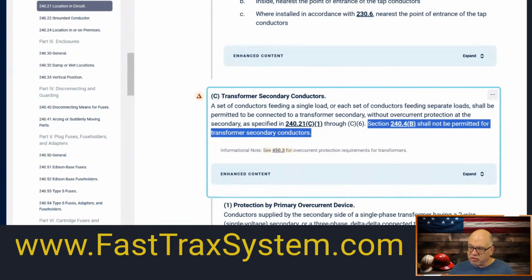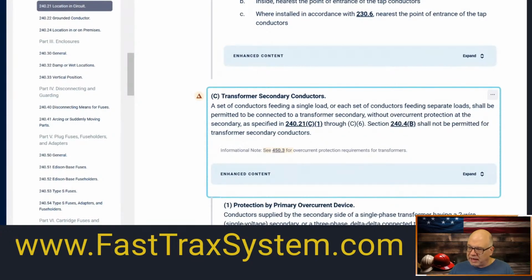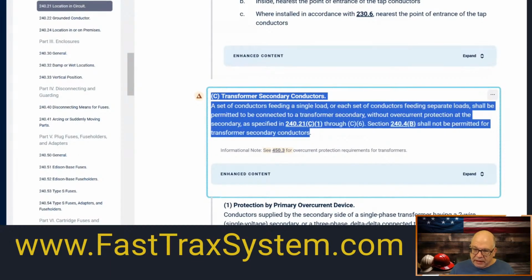Now, also you'll see that there's an informational note here that reminds folks about the overcurrent protection requirements for transformers. You know why it does this here? Because people can get confused in realizing that 450.3 is about protecting the transformer. Yes, it may also protect the conductors if you follow the rules here in 240.21(C). They may be able to do both.